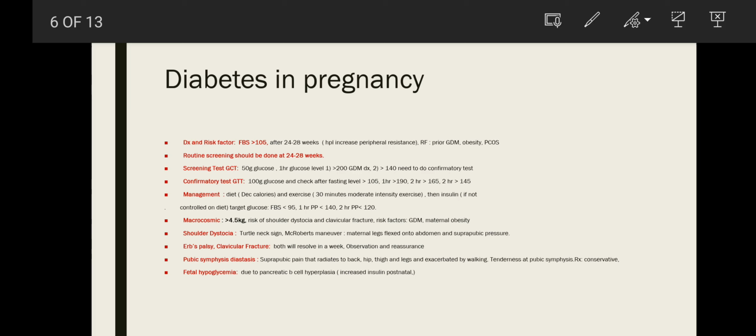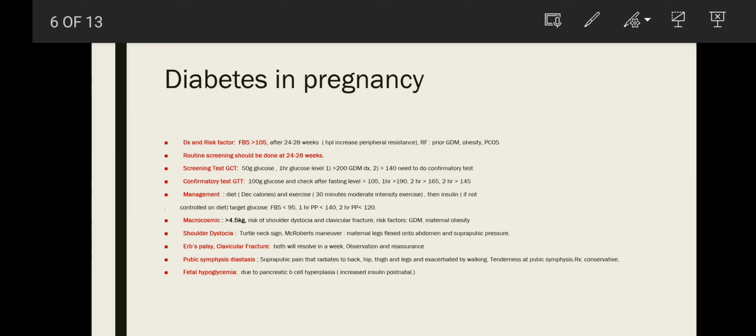If the blood glucose is greater than 200 after 1 hour, then this is a diagnosis of gestational diabetes. But if after 1 hour her blood glucose is greater than 140, not 200, then we need to confirm the diagnosis with another test which is known as glucose tolerance test.